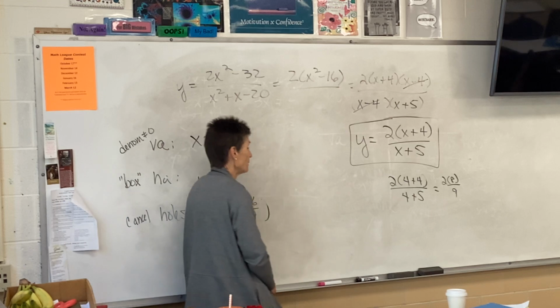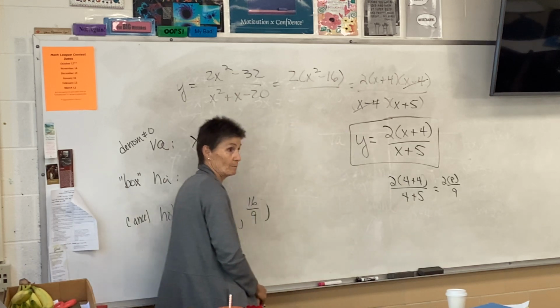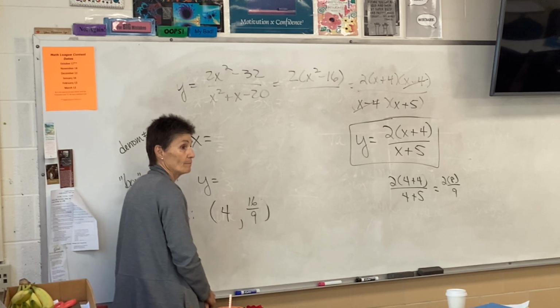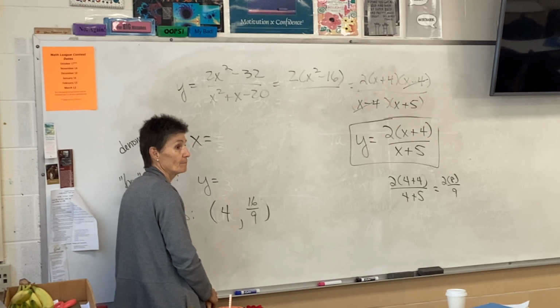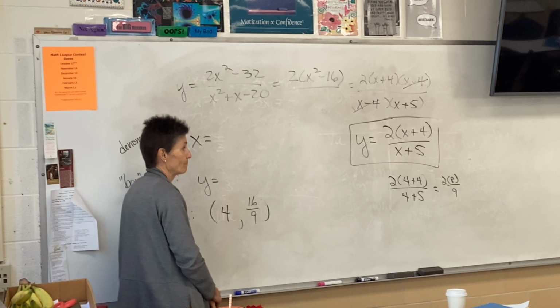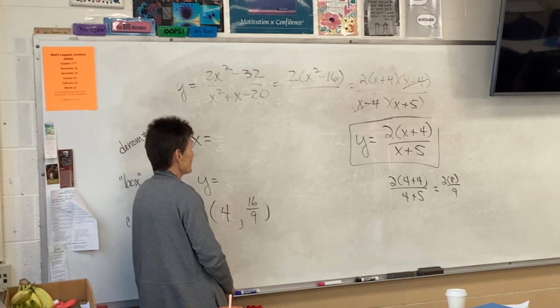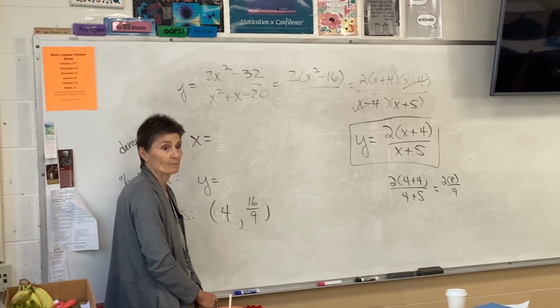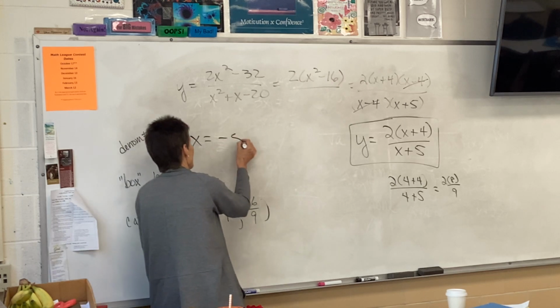Now look at your problem. Do we have a vertical asymptote? For x, we just do x minus 4 equals 0, and then for y, we plug the 4 into the original problem. Okay, so where's my vertical asymptote? It's x equals -5.